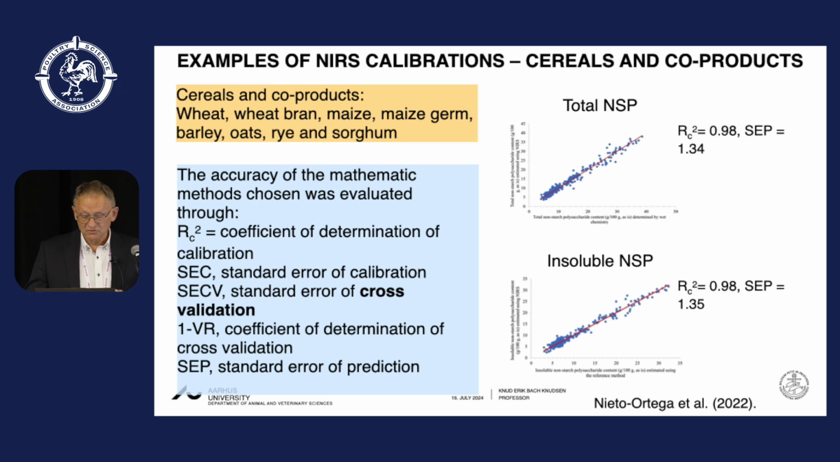Basically this is how it works in different ways. But what I want to share with you are some results from a recently published paper, where they have looked at NIR calibration with cereals and cereal co-products. They have been studying cereals and their co-products, and the relationship between the analytical values and how they relate to the spectrum.